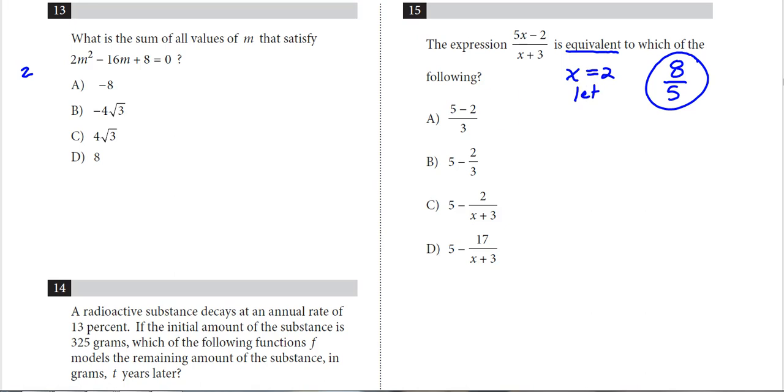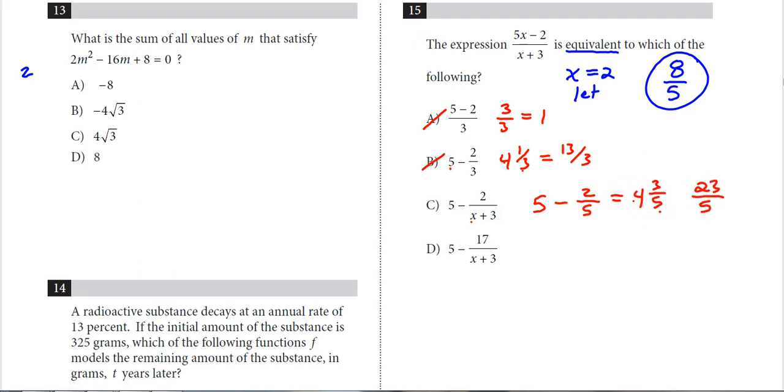The first one is 5 minus 2, which is 3 over 3. Well, that came out to be 1. That doesn't match my answer. The next one, 5 minus 2/3. Well, that would be 4 and 1/3, or 4 times 3 is 12 plus 1, 13/3. That doesn't check out with me. Let's try this next one. 5 minus 2 over, and then x, remember we let x equal 2. So that would be 5 minus 2/5, which would be 4 and 3/5, or changing it to improper, 4 times 5 is 20 plus 3. That would be 23/5. Uh-oh.